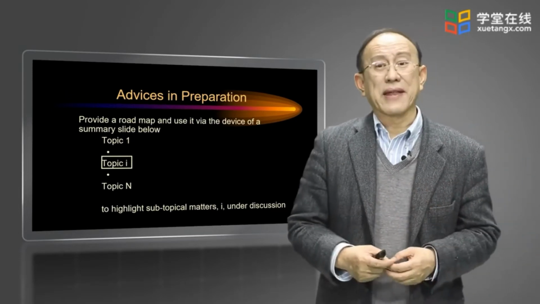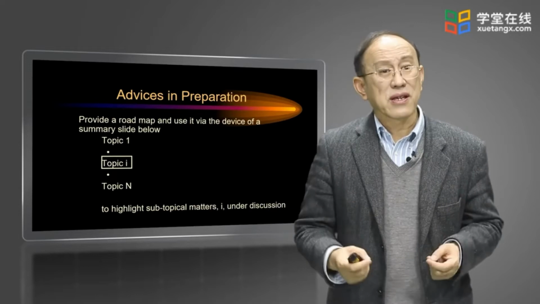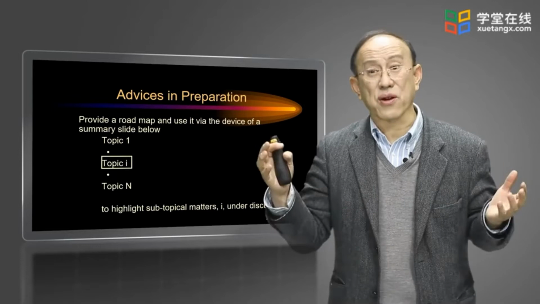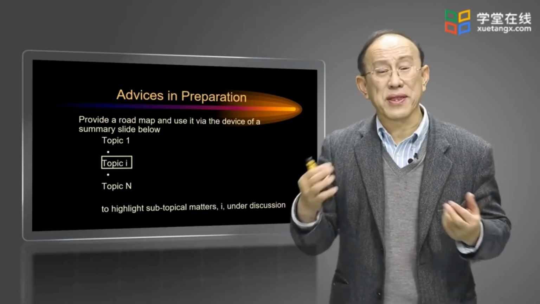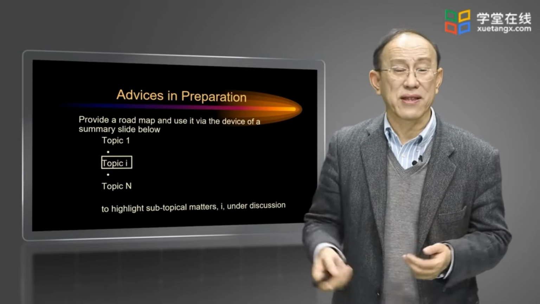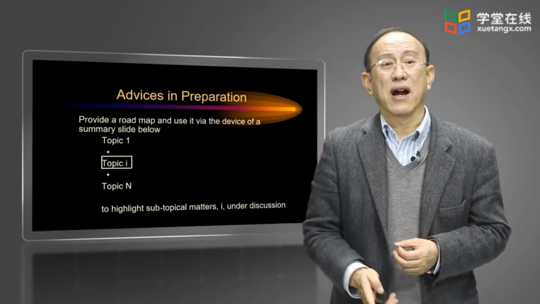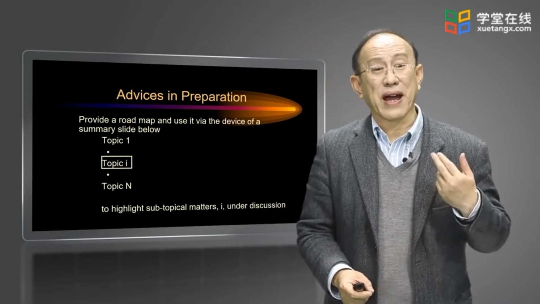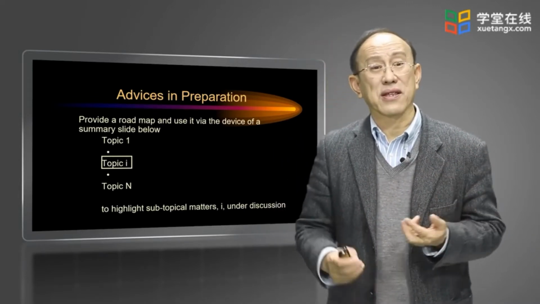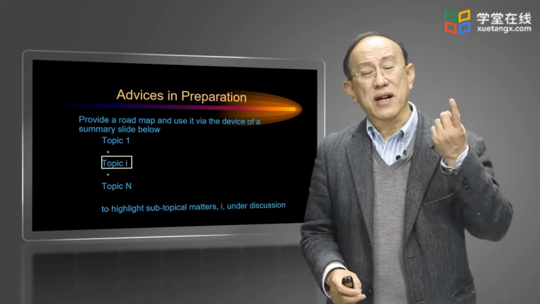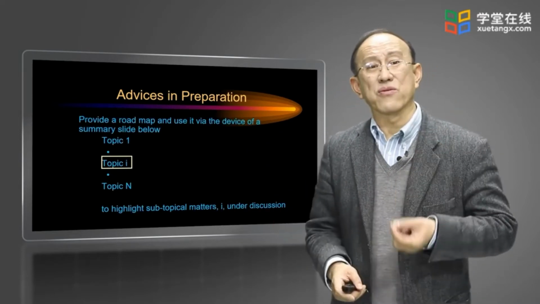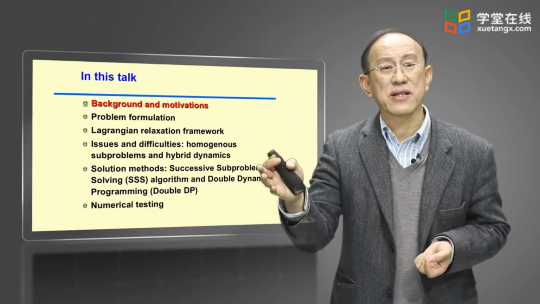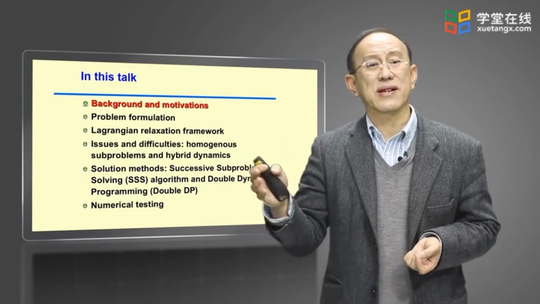Use this, and you provide the audience a roadmap to tell the audience where you are, because your talk may last 1 hour, 2 hours long. That means our audience forget what you're talking about, where we are. Just like this. This is an example of my own presentation at the University of Wisconsin, because you see this is a kind of roadmap. We discuss the background and motivation, problem formulation, Lagrangian regulation framework, and so on.